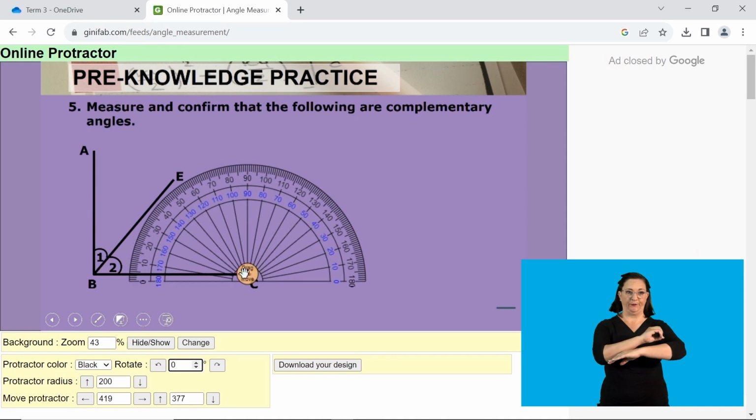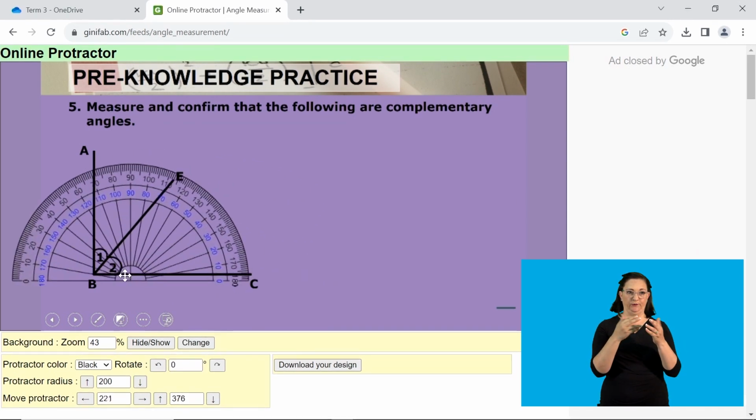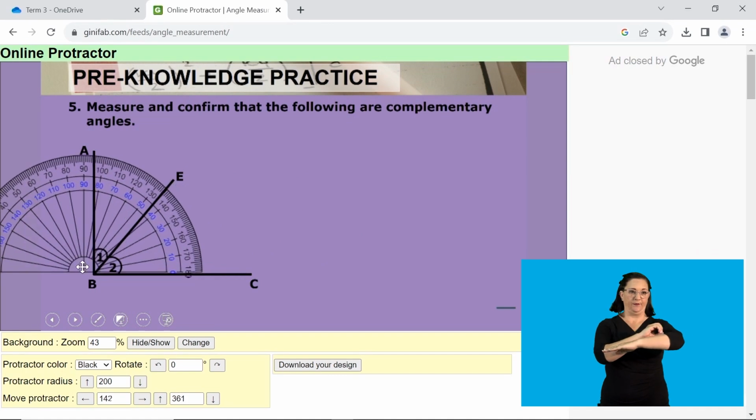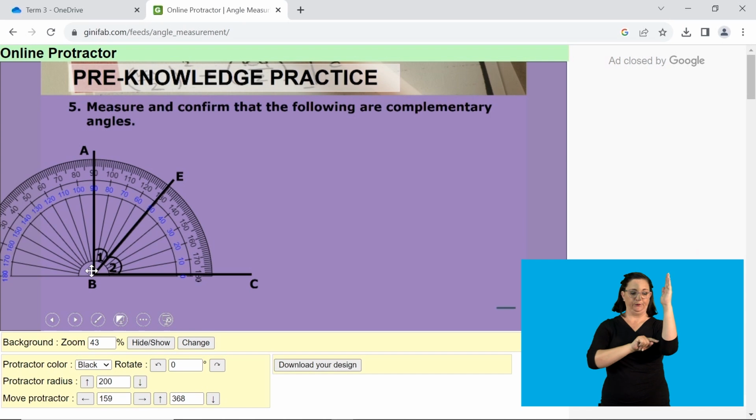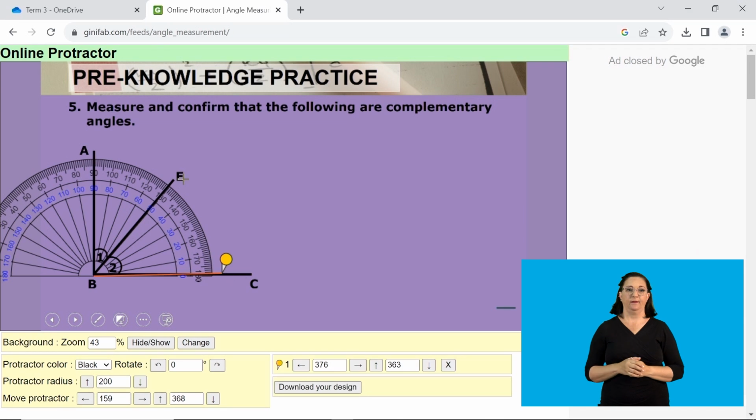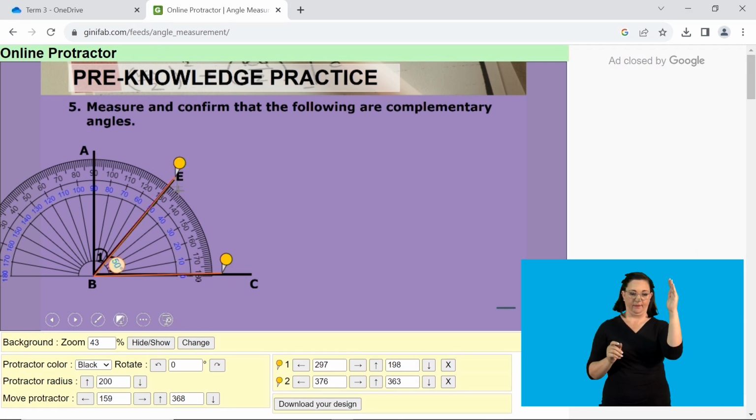Zero degrees. Let's turn the ruler over and measure that angle. As you can see, the original angle is 90 degrees. So I've got my pin where it begins. I've got the first angle, and the first angle is 50 degrees.